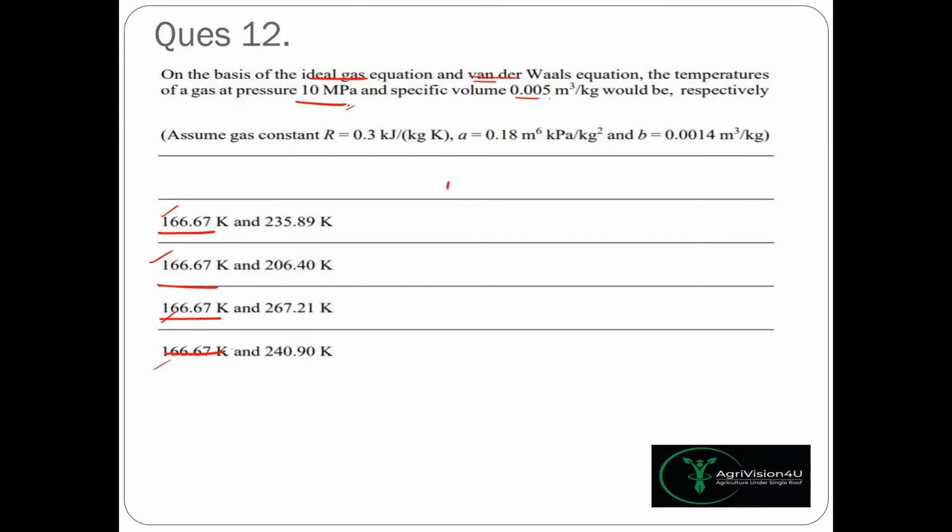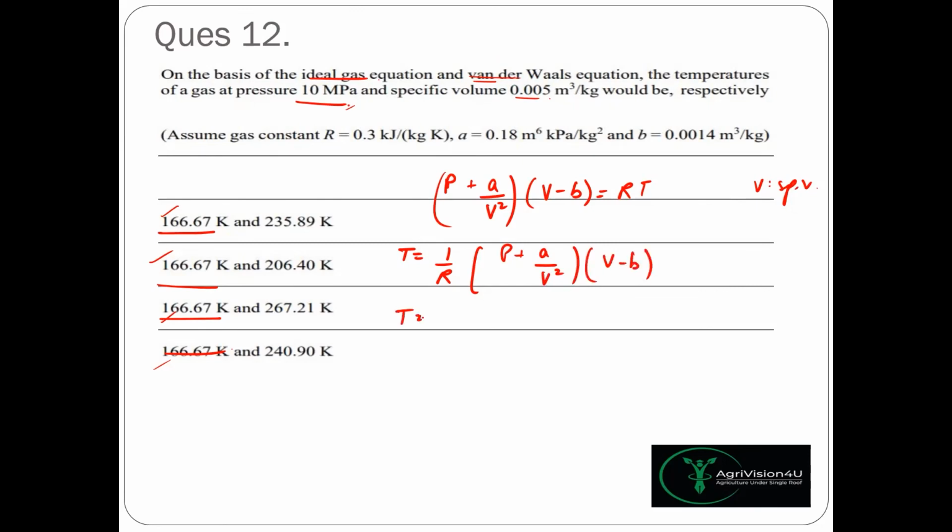The van der Waals equation for any state would be (P + a/v²)(v − b) = RT, where v is the specific volume, right? So we know the pressure, and we have to find out the temperature. To find the temperature, we just rearrange this equation and write it again: T = 1/R times (P + a/v²) times (v − b).